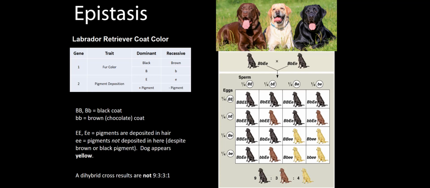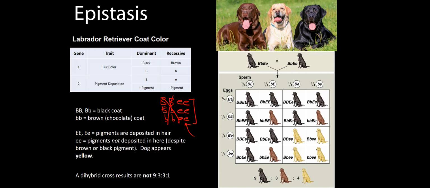Okay, so here's how it works. If you have capital B, capital B, or capital B, lowercase b, or lowercase b, lowercase b, but you have two lowercase e's, all of these dogs are yellow. It doesn't matter what these are because you can't deliver the pigment to the hair.